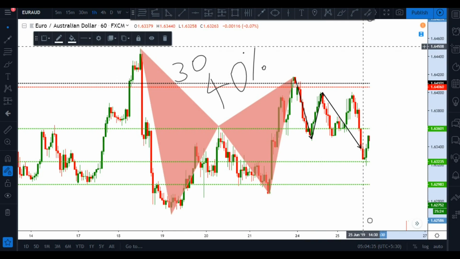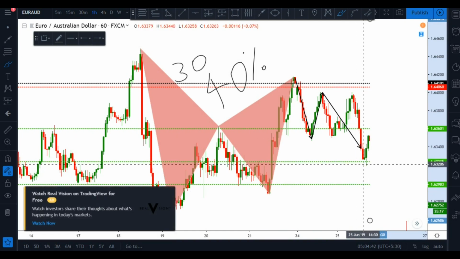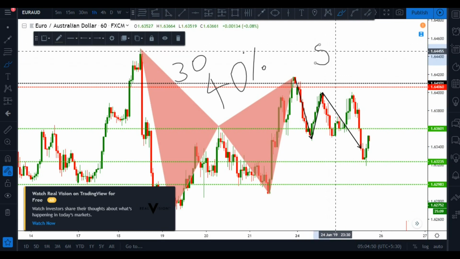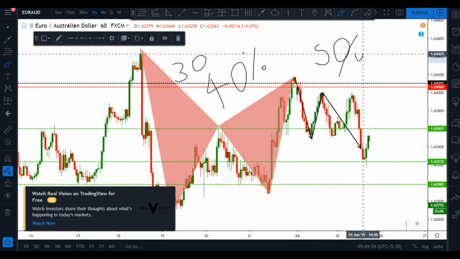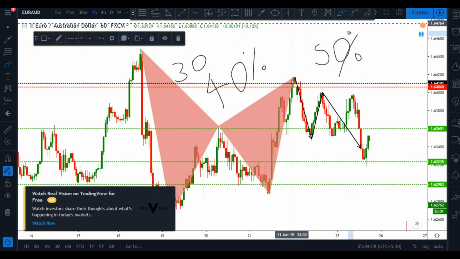As you can see guys, at this point market reached my second profit objective. So what I will do at this point is I will take out 50% of the available profits at that point. Let me explain that with an example.